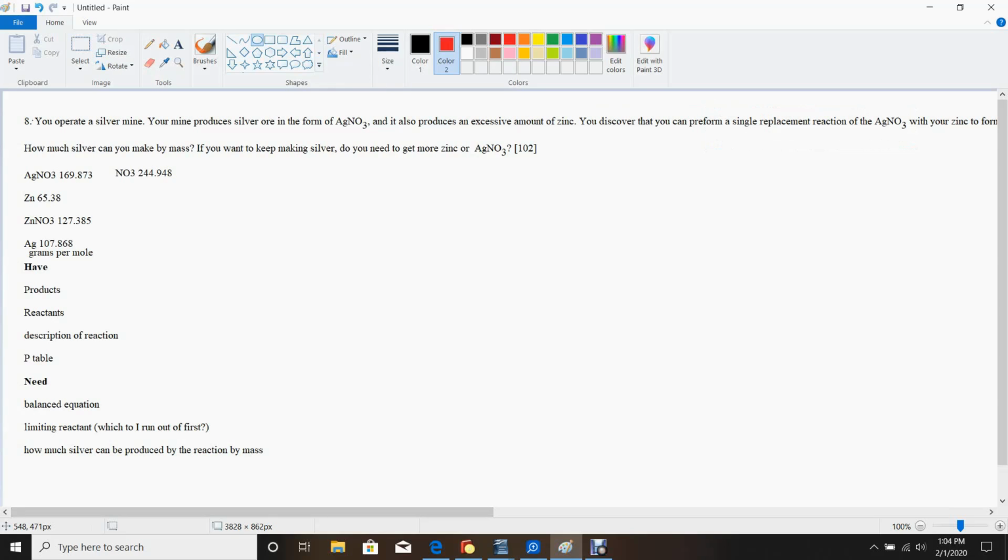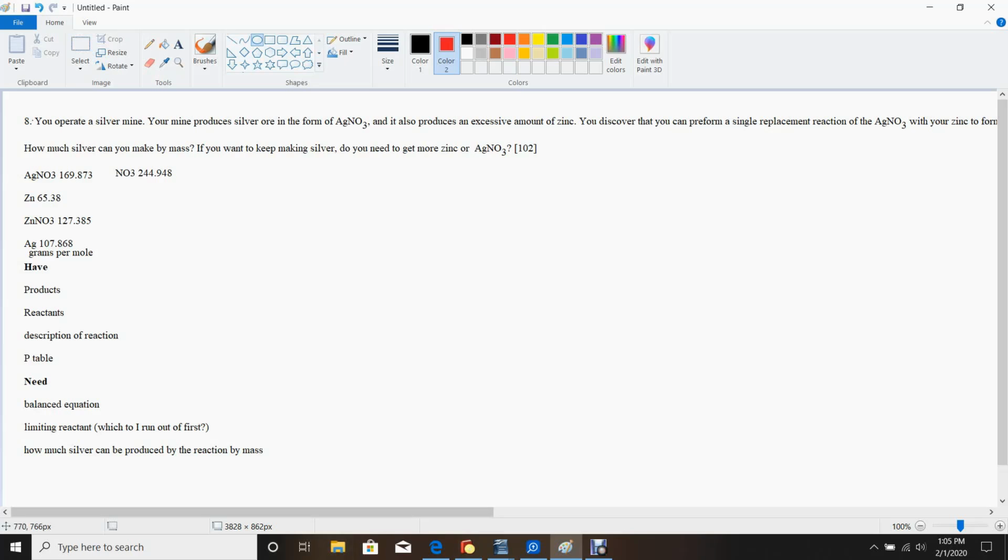You have your periodic table. That means that you can find properties for silver and zinc and NO3 groups, things like that. You know it's a stoichiometry problem. You know that you are going to need, so start to think about what you need. Because it's a stoichiometry problem, you're going to need a balanced equation. It's a limiting reactant problem, so you need to figure out which one you're going to run out of first. That's this part of the question right here. You want to keep making silver. Which are you going to run out of first? Do you need to get more zinc first or more AgNO3 first? And then how much silver can be produced?